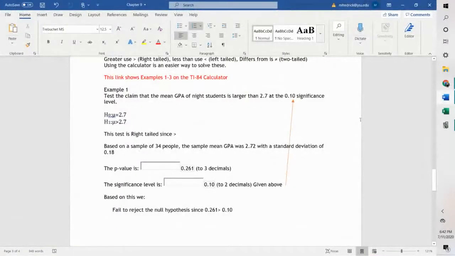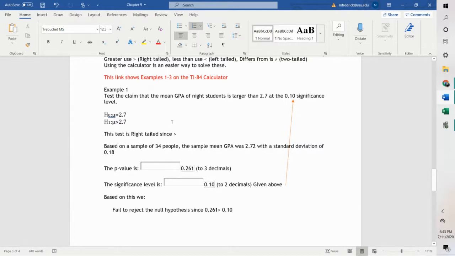Okay, so a few examples for finding the mean for a test when you have a sample test. We test the claim that the mean GPA of night students is larger than 2.7 at a 0.1 significance level. Then when we're writing our hypothesis, first one's the null, the second one's the alternative. Null is always equal to your population mean. So this would be equal to 2.7. So the first one is always equal to, then the second one is what you're testing. In this case, it said larger, so we're testing that it's larger than 2.7.